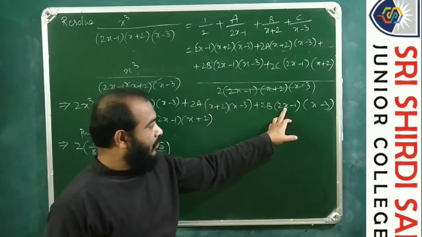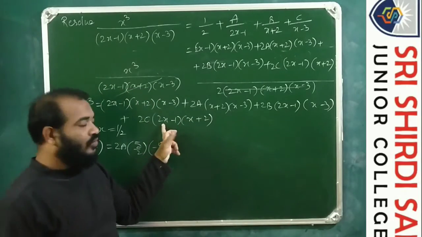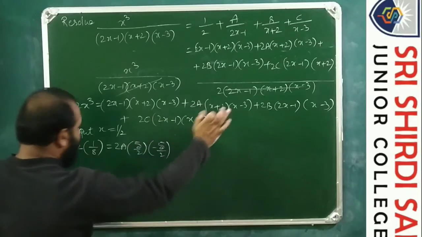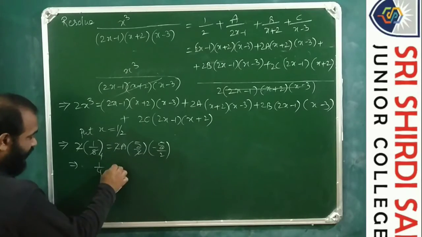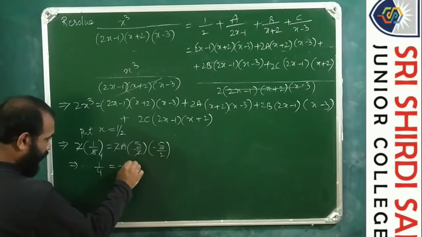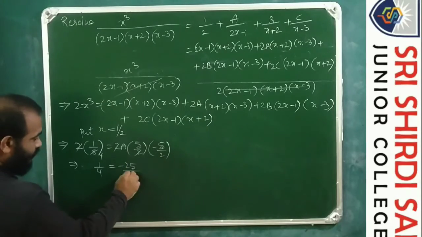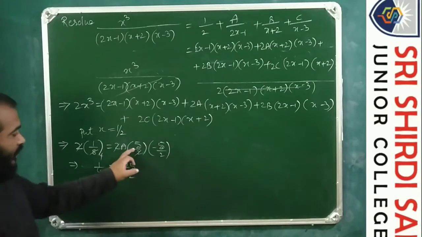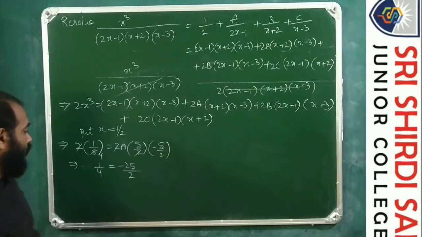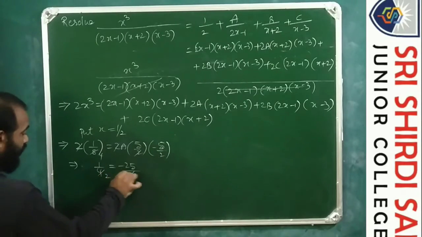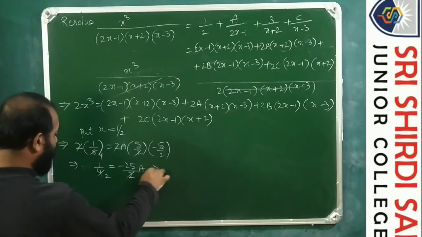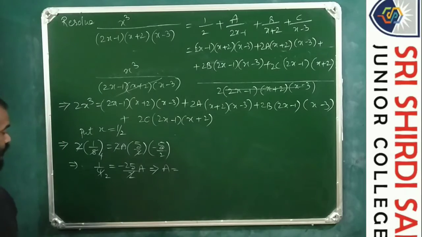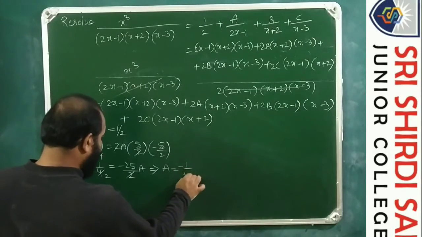The remaining terms are cancelled because 2 into 1 by 2 gets cancelled, so it will be 0. So 2 fours are 8, so 1 by 4 is equal to, 2 and 2 get cancelled, 5 fives are minus 25 by 2. So 2 times, into A. Therefore A is equal to minus 1 by 50.